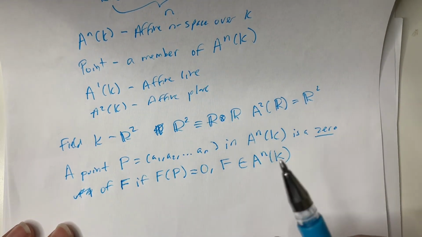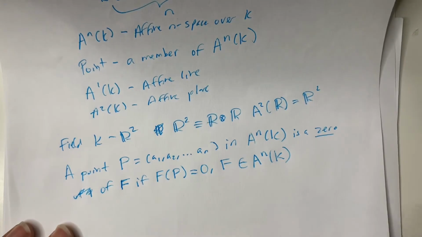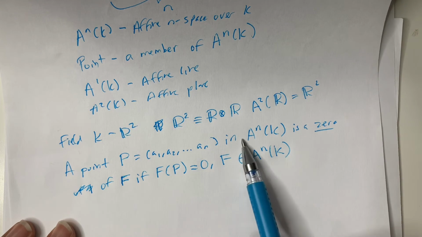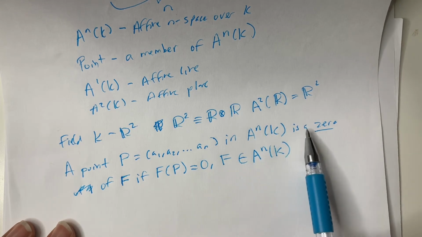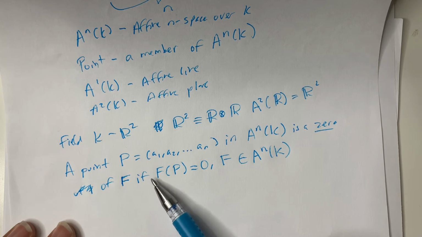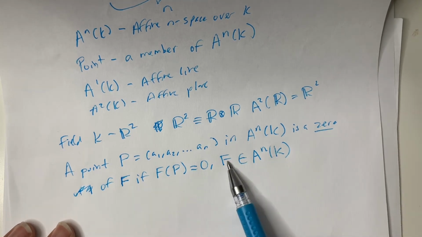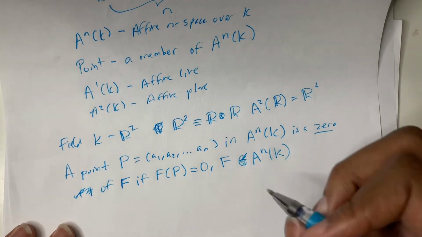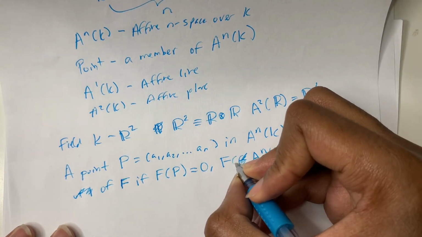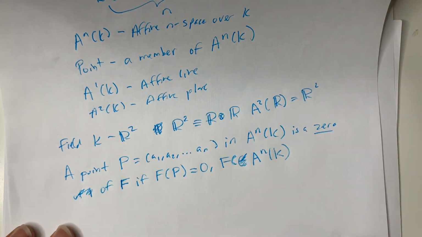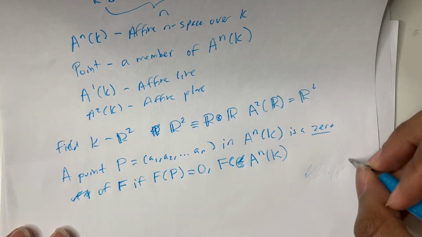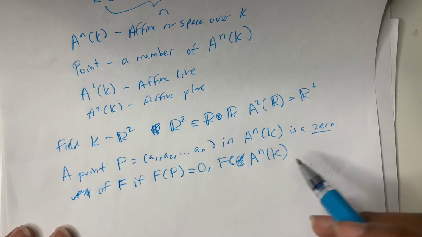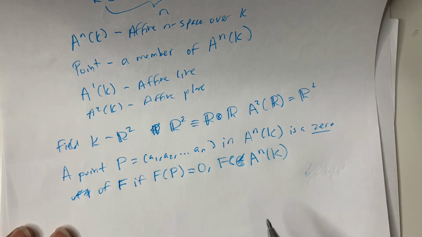I hope you guys can read that. My pen's ink is almost dead, as you can see. So a point P in A_n(K) is a zero of f if f(P) = 0. f is just some general function, and f shouldn't be a member of A_n(K); I believe f is just some subset of A_n(K). I have to get another pen because mine is dead, so I'll be back shortly.